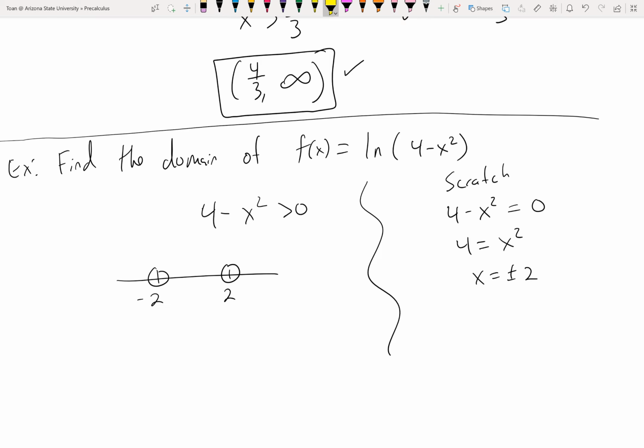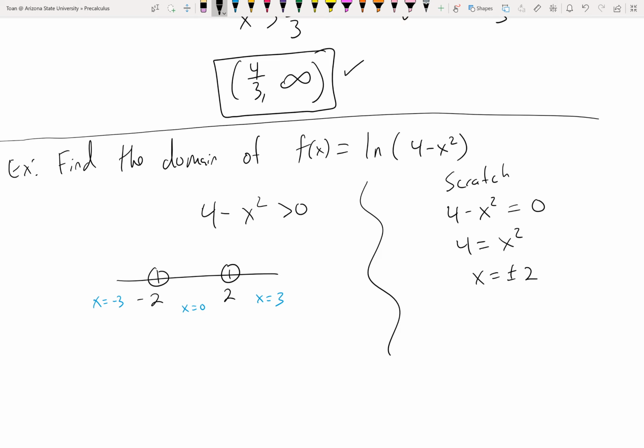It's going to remain open because it's strictly greater than 0. And then you're just going to plug in numbers into this function here. Maybe plug in x equals -3. Maybe plug in x equals 0. Maybe plug in x equals 3. Whatever you want to do. You plug it into the original inequality and see whether or not you get a positive or negative answer.